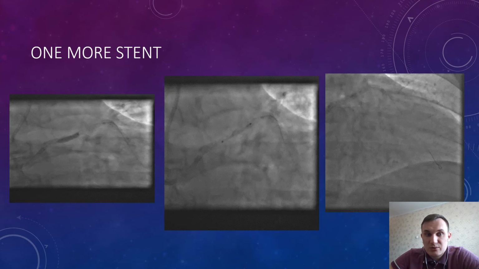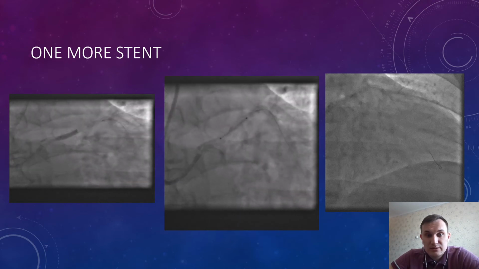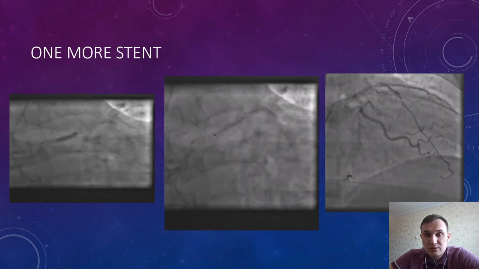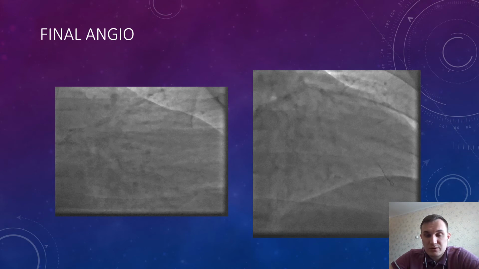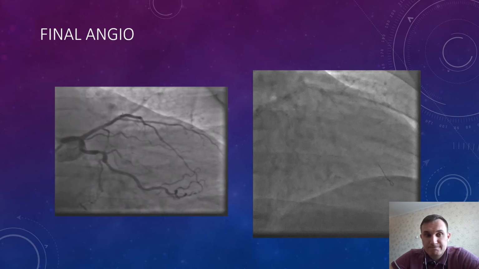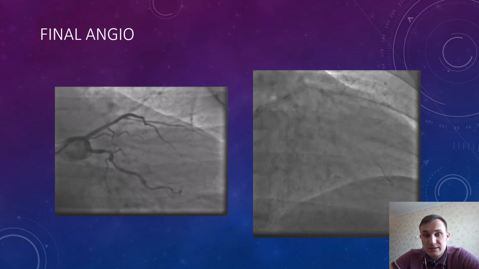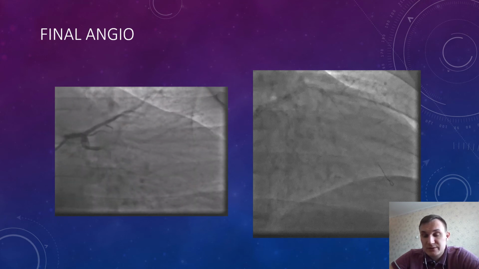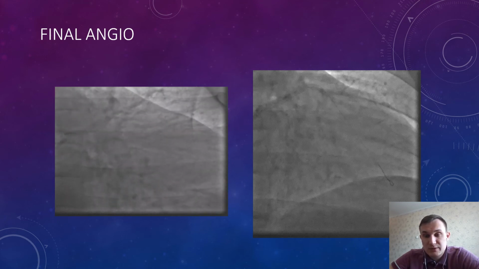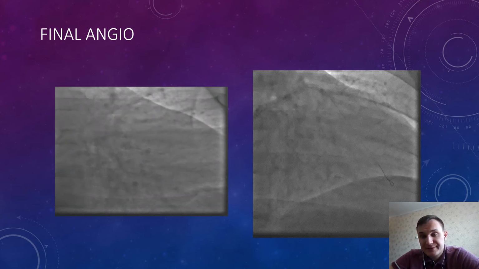However, there is no option. Only one option can be done. It's to implant one more stent. And you can see the ballooning and implantation of the stent. This is not a perfect case, I think, and the operator did not perform kissing balloon angioplasty and proximal optimization, and it is not perfect again.